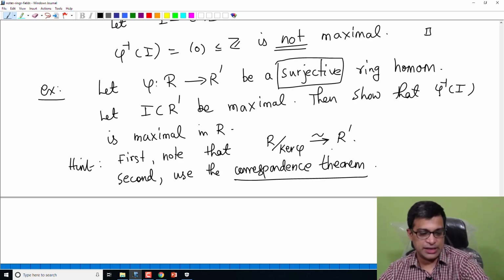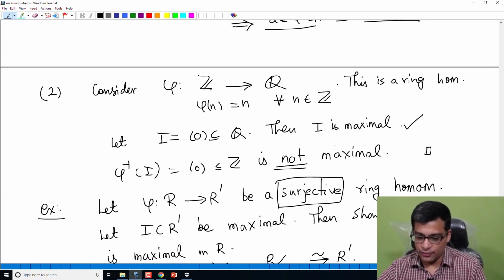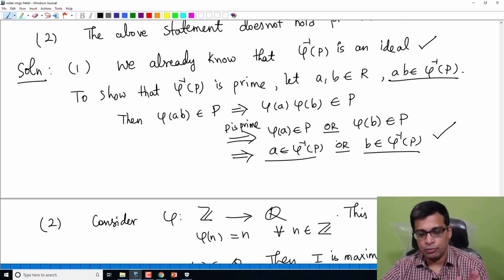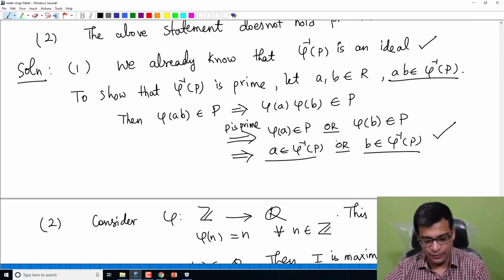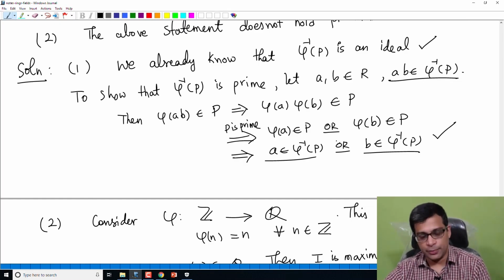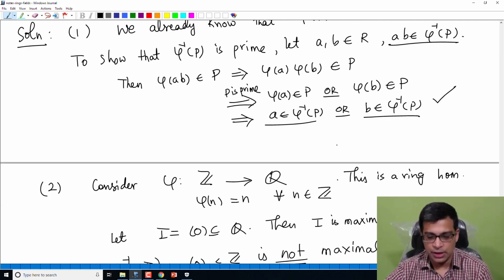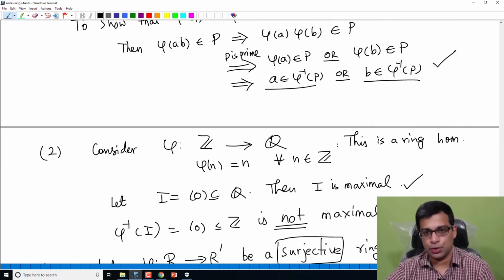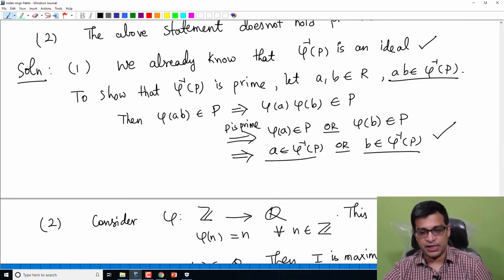Okay, so this last exercise that I did today is very easy, but it's important for us. We will often use in future that inverse image of a prime ideal is prime for any ring homomorphism. This statement is not true in general for maximal ideals, but if the ring homomorphism is surjective, the statement is true. Inverse image of a maximal ideal is maximal.